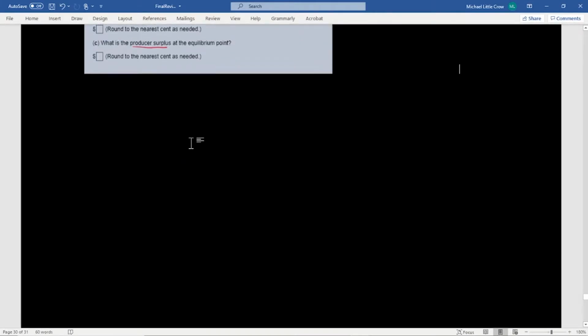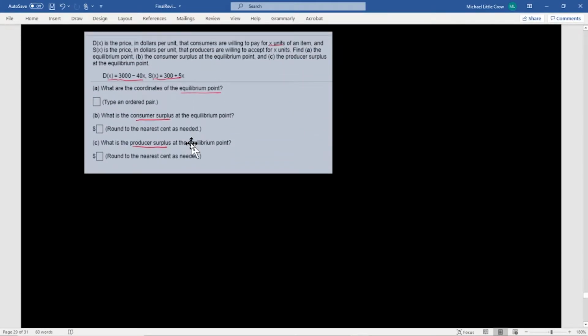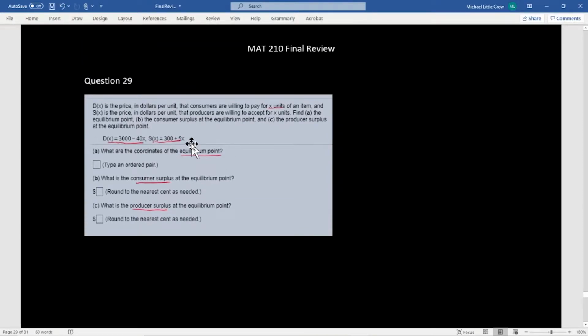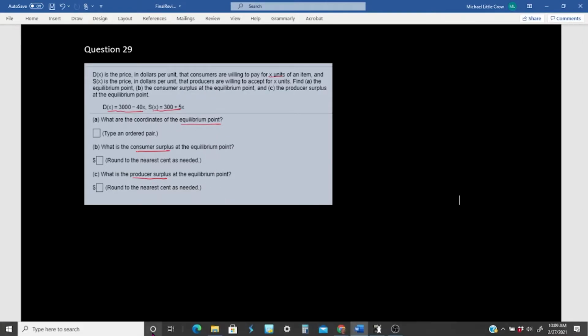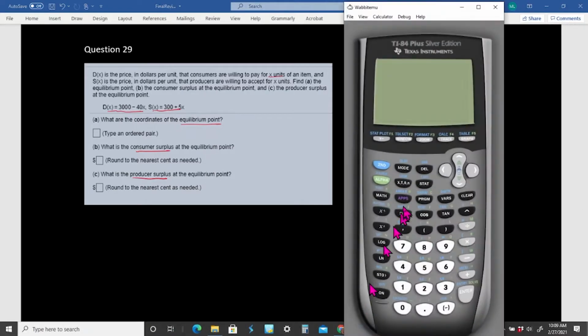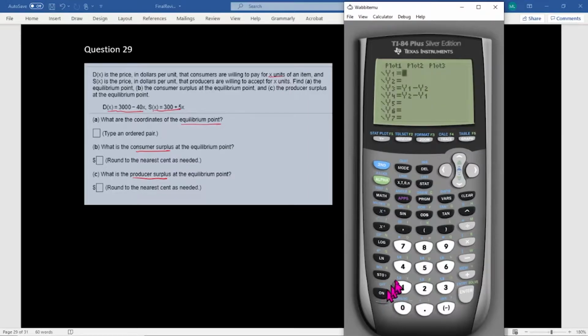Again, I wouldn't expect there to be more than one question like this on the final. It's just a little bit involved. So first, we've got our functions. We're going to get their intersection point. That gives us our equilibrium point. So you see, you really need to have a graphing calculator. Well, you could just set them equal manually. Since they're linear, you could do it. But we could also do it this way.